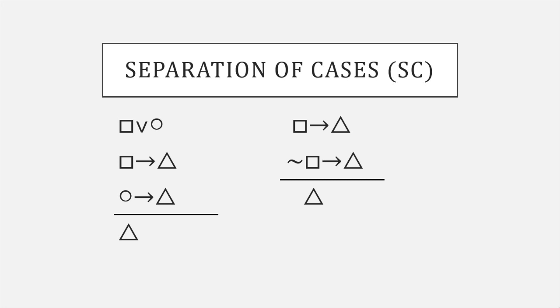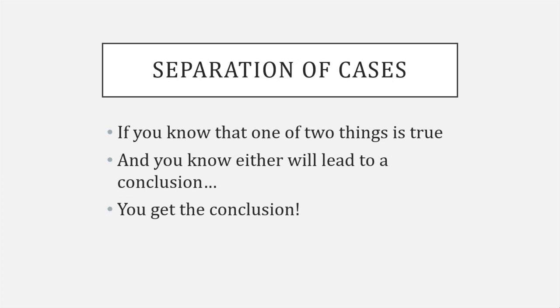Here's a natural language version. I'm going to come back to this slide in just one second, but here's a natural language version of this. If you know that one of two things is true, and you know that either of those two things leads to a conclusion, then you get the conclusion. If you know that A or B is true, and you know that A leads to C and B leads to C, then you know that C is true.